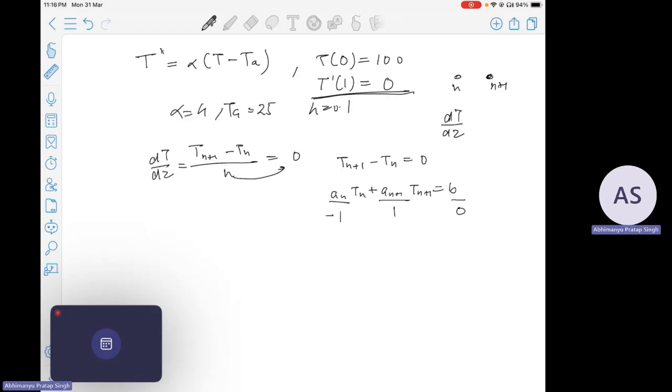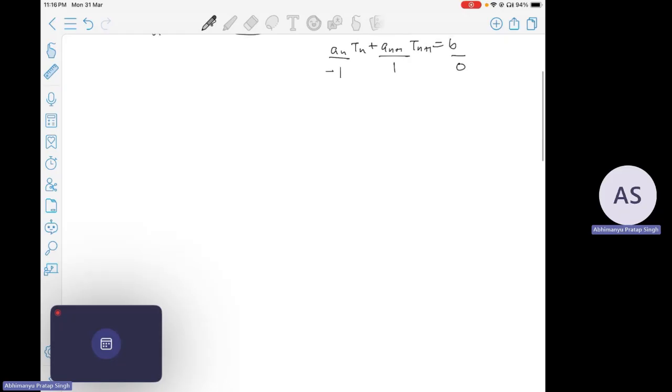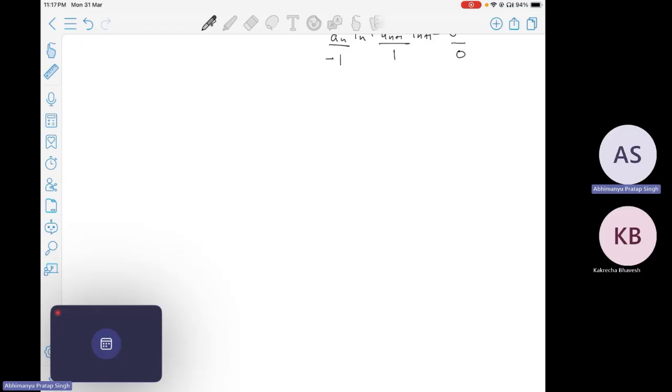Next, we will do the ghost point approach. In this approach, we write the finite difference formula for the domain at the last node. This will result in a finite difference equation in Tn plus 1 and Tn. The additional point n plus 1 is called the ghost point. To eliminate the ghost point, we write the Neumann boundary condition using the central difference formula at n plus 1. This will result in another equation involving Tn plus 2.